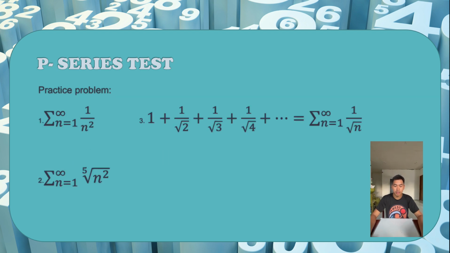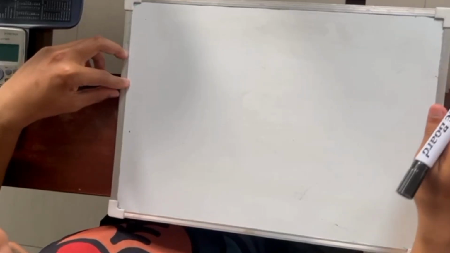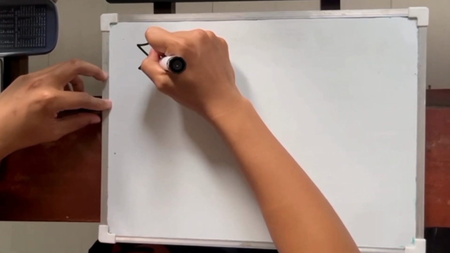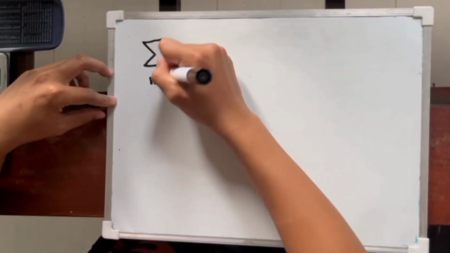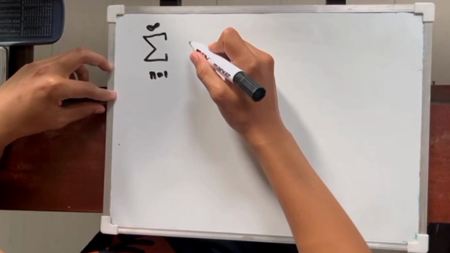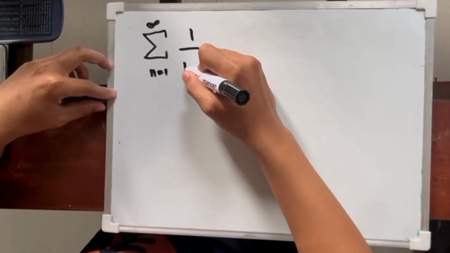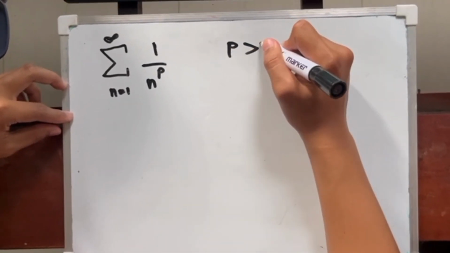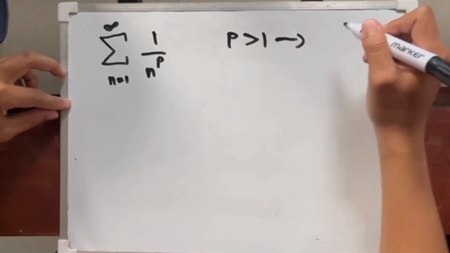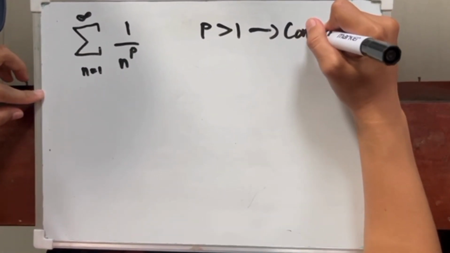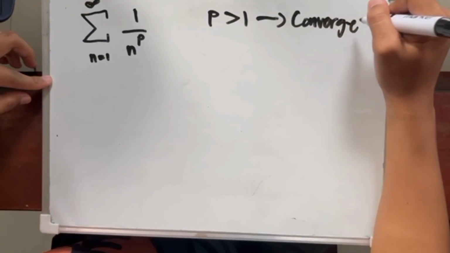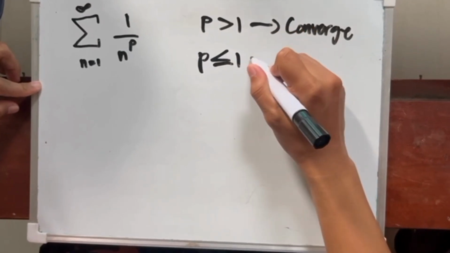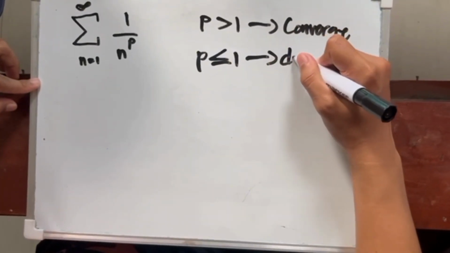And these are my 3 practice problems. In this video, we're going to talk about the P-series. So let's say we have the series from 1 to infinity of 1 over n raised to p. Now, if p is greater than 1, the series will converge. If p is less than or equal to 1, the series will diverge.